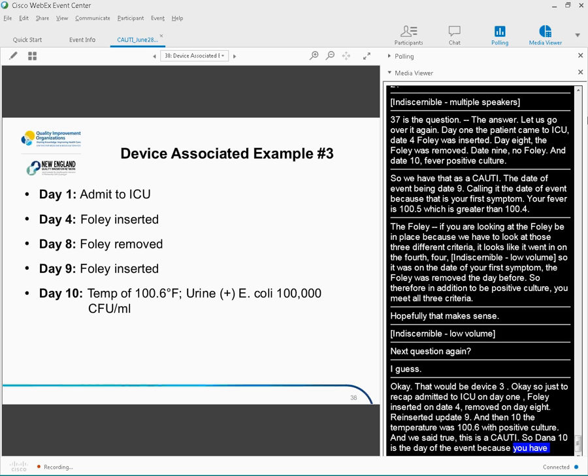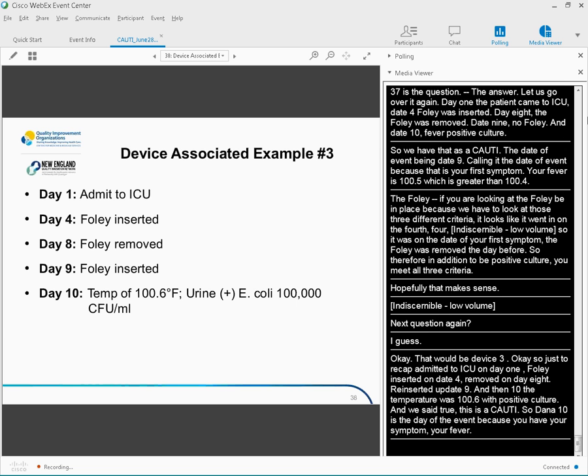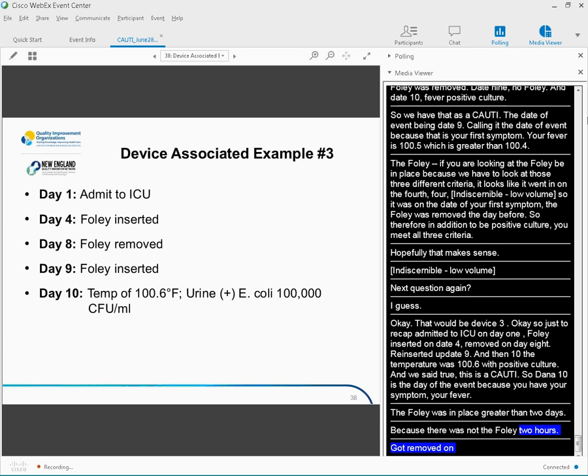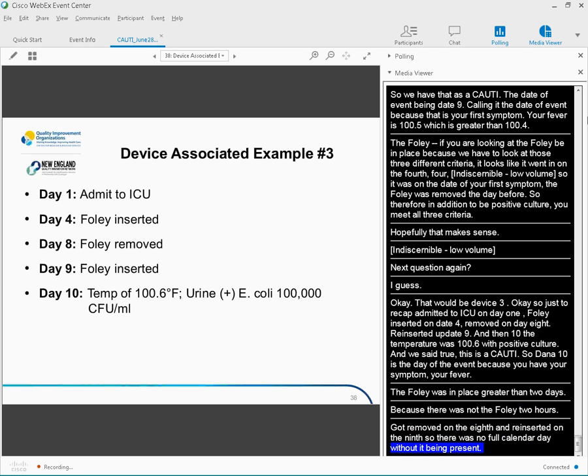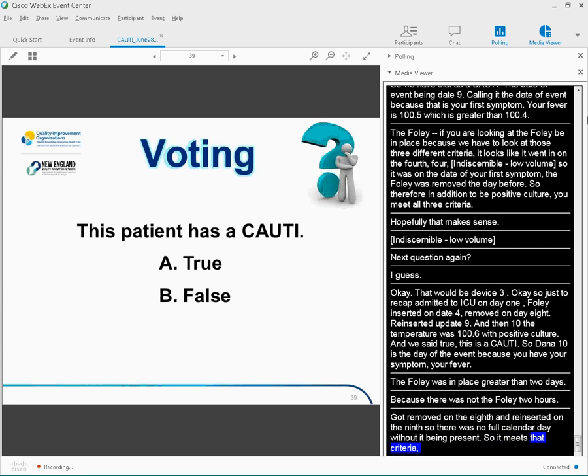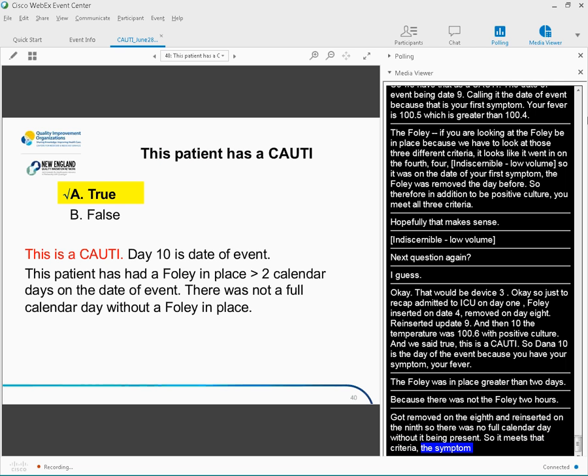The Foley was in place greater than 2 days, because there wasn't the full 24 hours. It got removed on the 8th and reinserted on the 9th. So there was no full calendar day without it being present. So it meets that criteria, the symptom, and the colony count. So it would qualify as an NHSN CAUTI. I hope that makes sense.